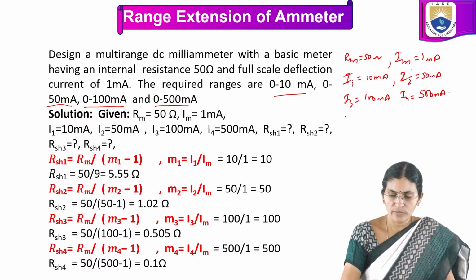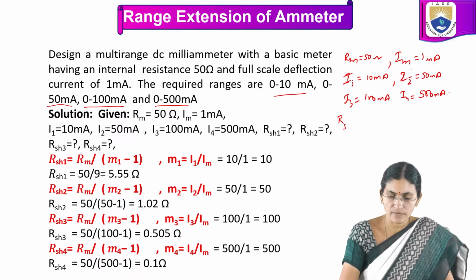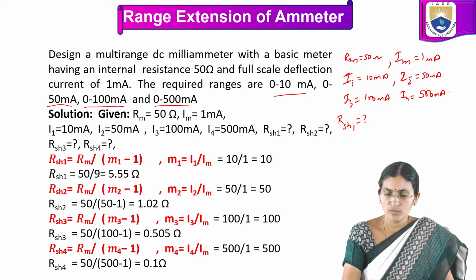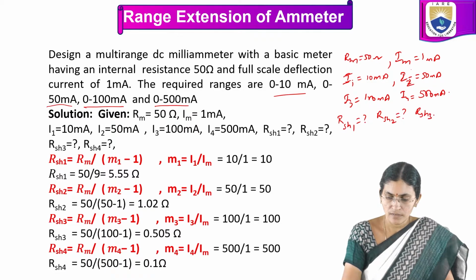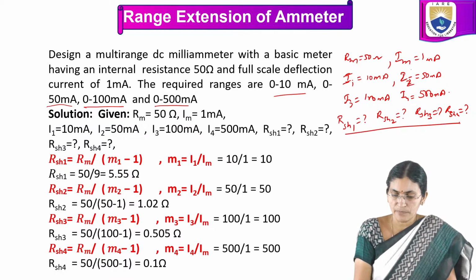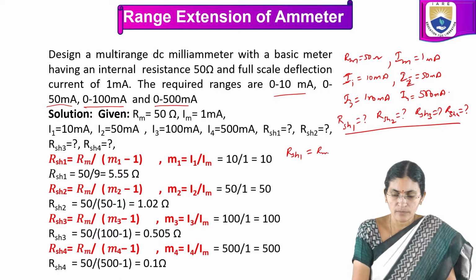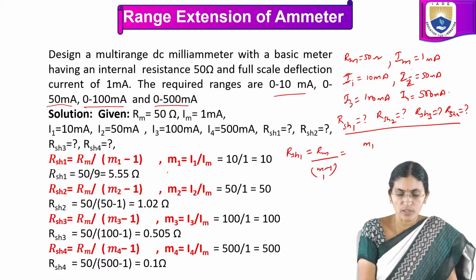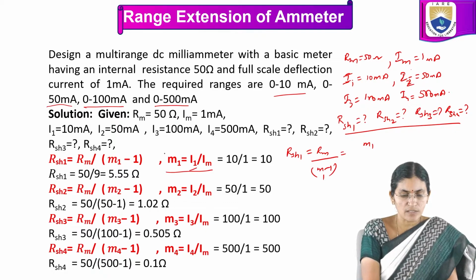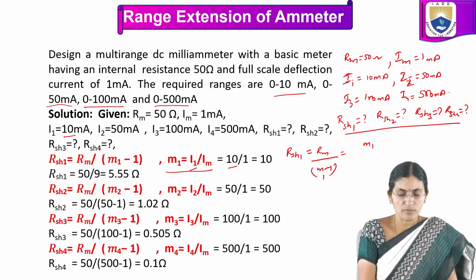So we need to find RSH1, RSH2, RSH3 and RSH4. These are the different values we need to find. Using the formula, RSH1 is equal to Rm by M1 minus 1. First find out M1. M1 is equal to I1 by Im. I1 is equal to 10 milliamperes, so that is what is written here.